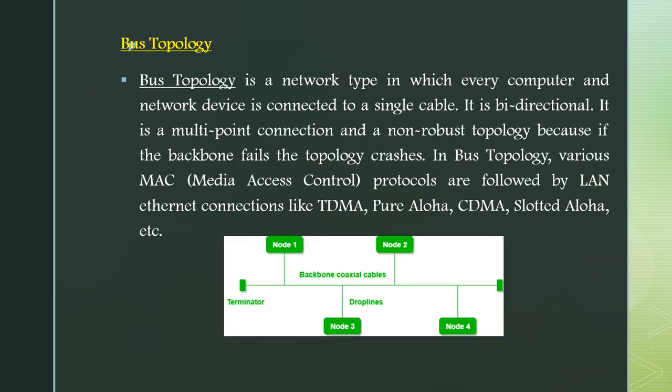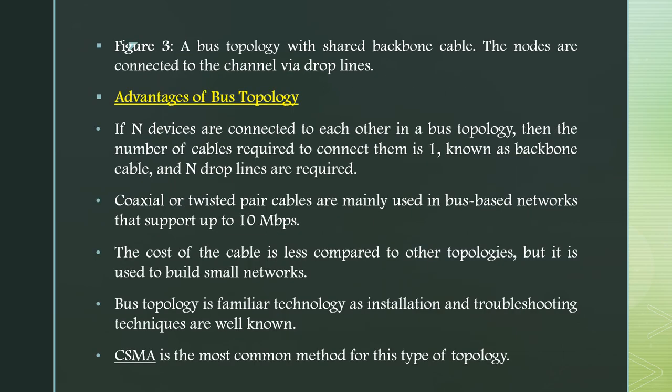Bus topology. Bus topology is a network type in which every computer and network device is connected to a single cable. It is bidirectional. It is a multi-point connection and a non-robust topology because if the backbone fails, the topology crashes. In bus topology, various MAC, media access control protocols, are followed by LAN Ethernet connections, like TDMA, Pure Aloha, CDMA, Slotted Aloha, etc. Figure 3 depicts a bus topology with a shared backbone cable. The nodes are connected to the channel via drop lines.